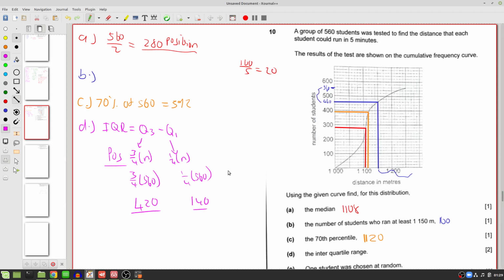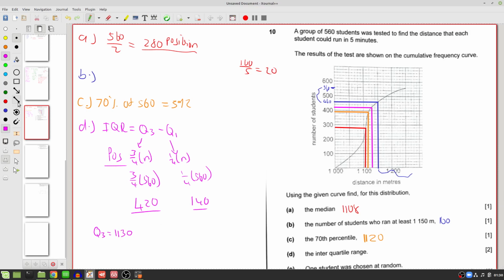Now we need to go find the values. 420 is on this line. Again, draw a vertical line until we reach there, and from there straight down. That looks to me like 1130. Okay, so Q3 is 1130.